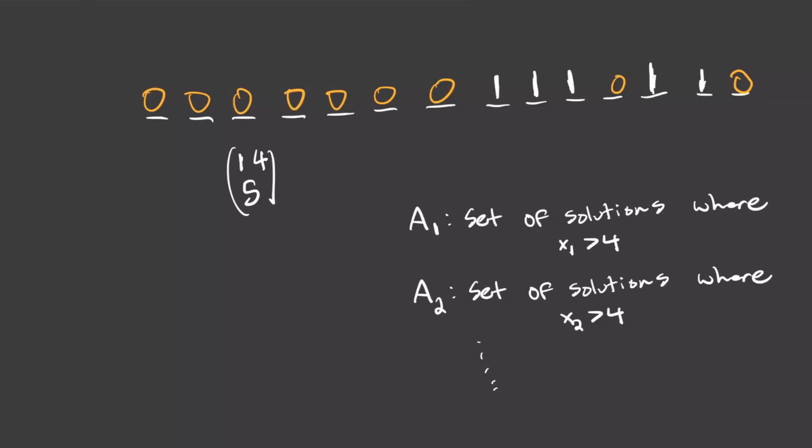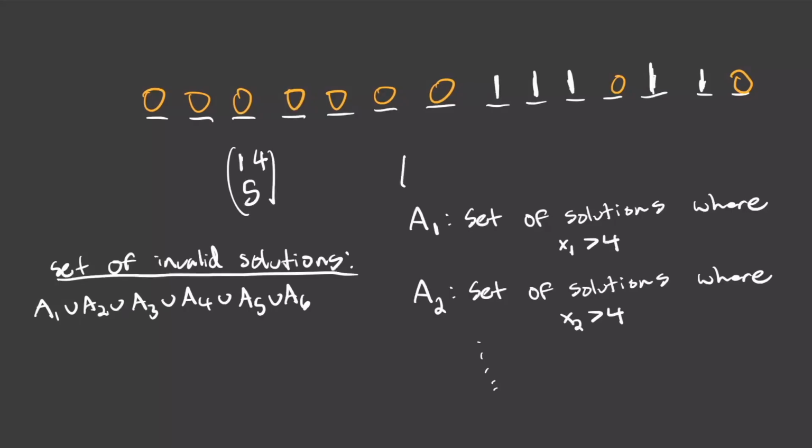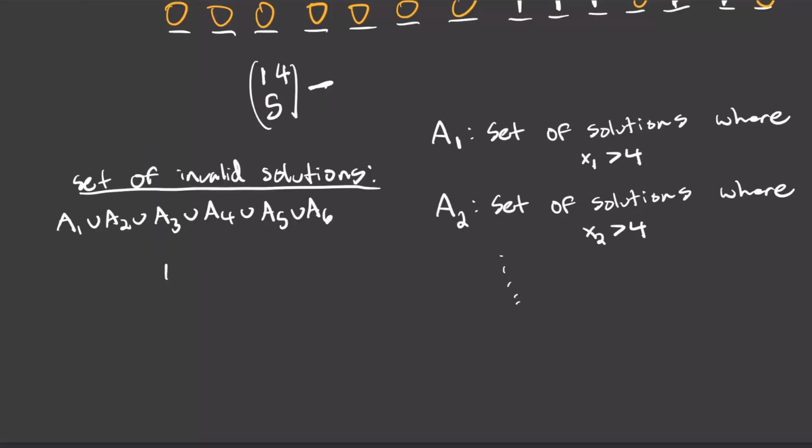So now to do this, let's just come down here first and define some variables. Let A1 be the set of solutions where x1 is greater than 4, A2 is the set of solutions where x2 is greater than 4, and so on down to A6. And we know that any solution which violates at least one of these is going to be invalid, right? So we need to take the union of all of these invalid solutions and subtract them from here. And we're just going to calculate the magnitude of this using inclusion-exclusion.